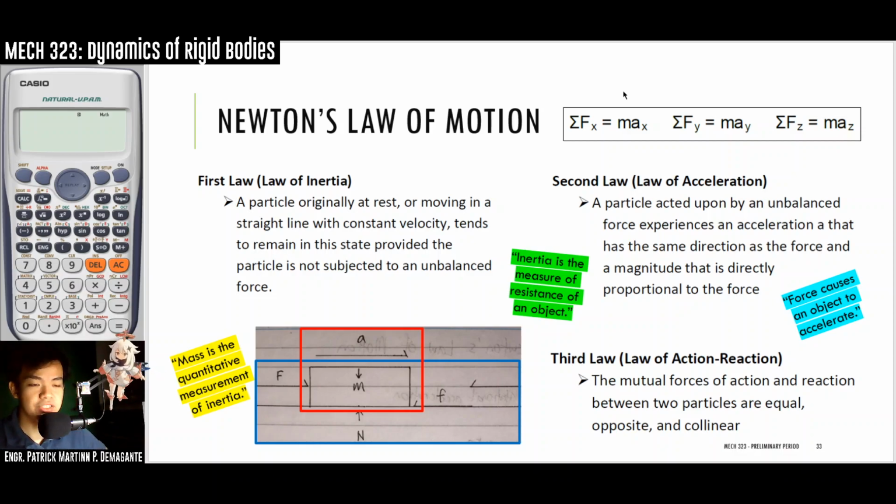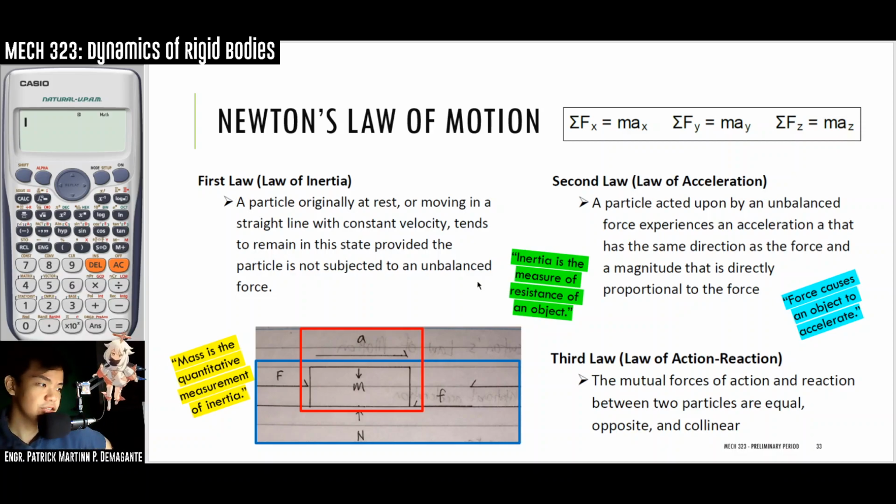Ganun siya. And meron tayong mga naka-highlight dyan. So, mass is a quantitative measurement of inertia. So, yun, measurement daw ng inertia ang mass, no? And yung ating inertia is the measure of resistance of an object. So, na-measure yung resistance na yun by getting the mass of the object, no?